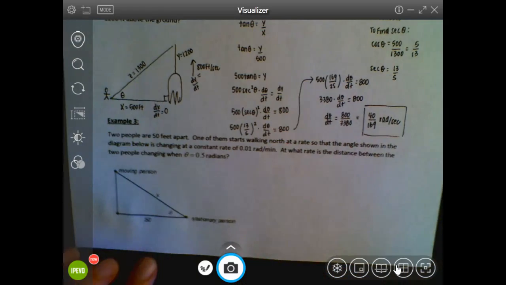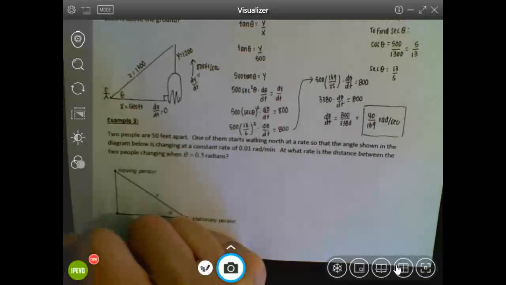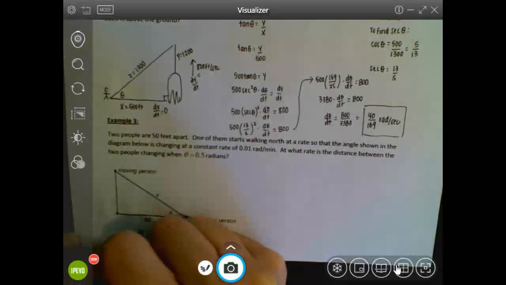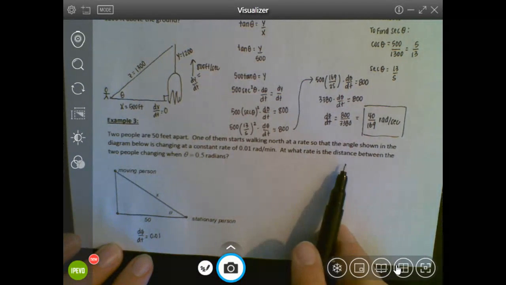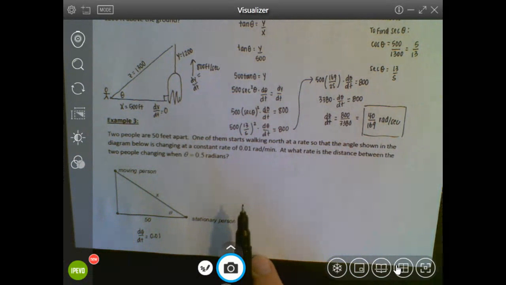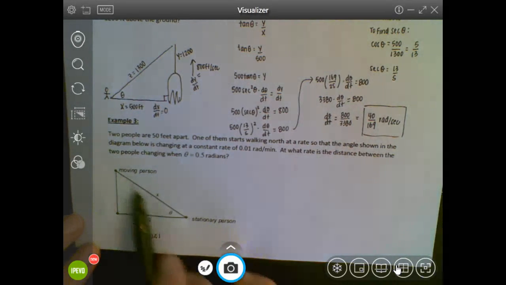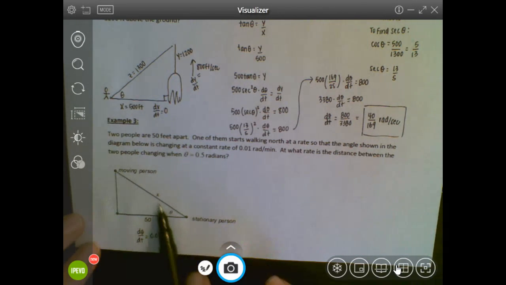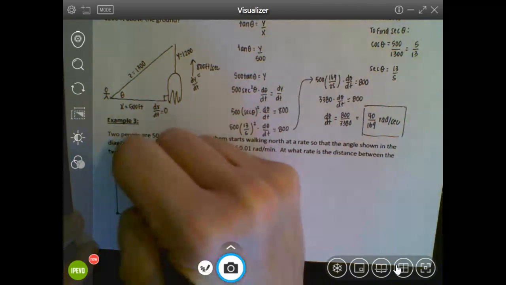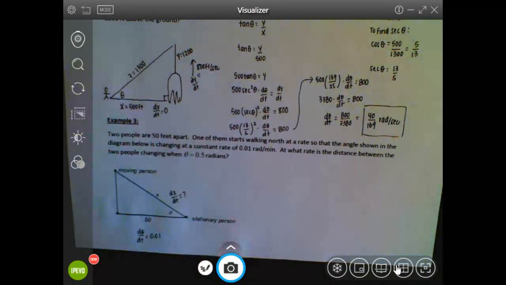So right off the bat, I know that d theta dt is 0.01. And I want to know at what rate the distance between the two people is changing when theta is 0.5 radians. So basically, I want to know what this rate is. That's my end goal, to figure out what that rate of change is. So dx dt is what I'm looking to figure out here.